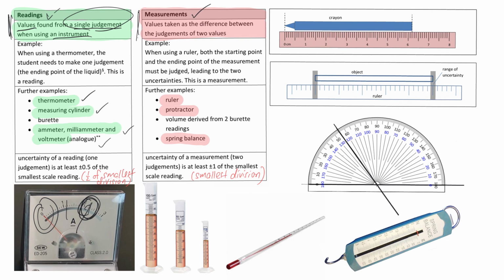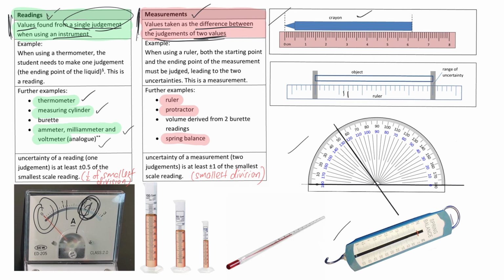Alright. But for those in red, like your protractor or your ruler that I mentioned, or your spring balance, the difference is the values are taken as a difference between judgments of 2 values. So if you want to measure the length of the crayon, for example here, you can see that you have to align one end of the crayon to the ruler. That itself is one judgment. And then at the end here, there's another judgment. So you can see that because of this range of uncertainty, with 2 judgments here, you can read up to the smallest division.